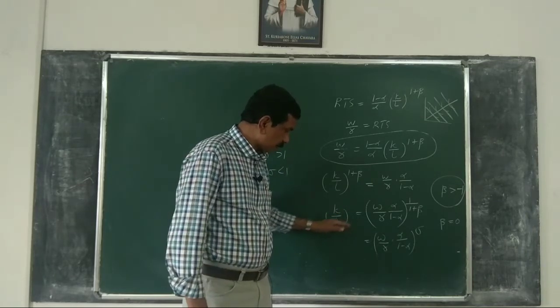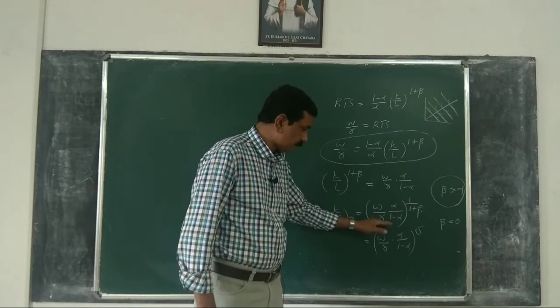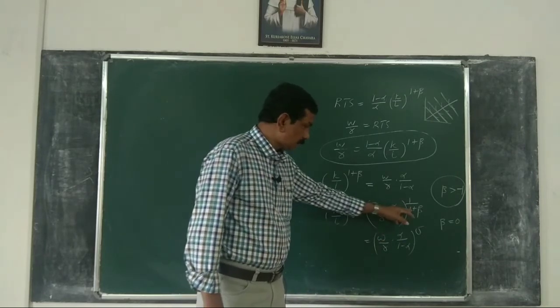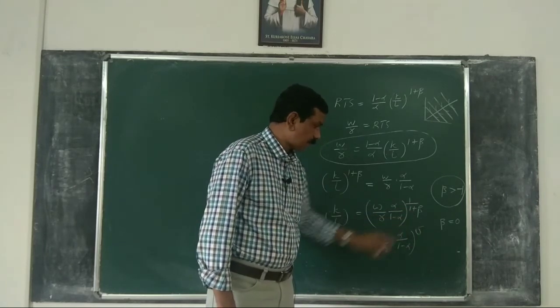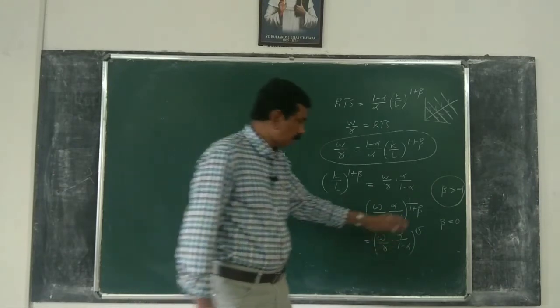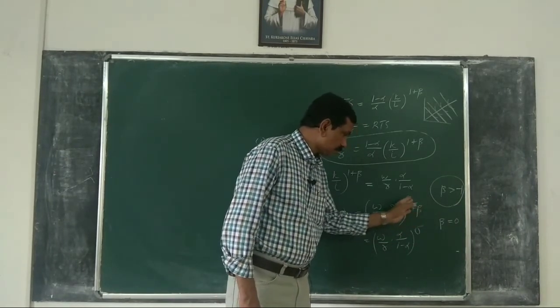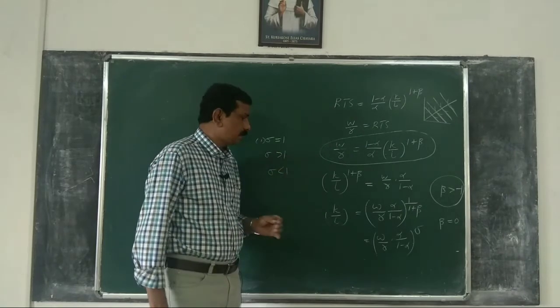In the Cobb-Douglas production function, as sigma is equal to 1, the proportionate response of K by L is always the same as the proportionate response of W by R, because sigma is equal to 1 by 1 plus beta. Because beta is 0, we have sigma equal to 1.